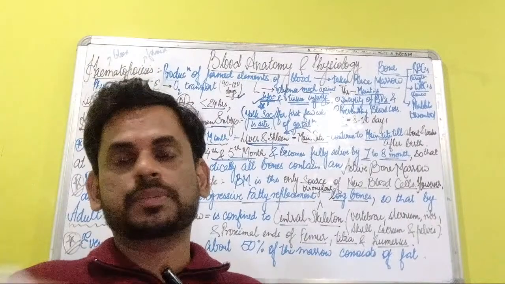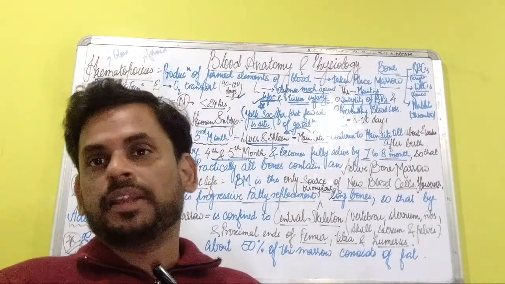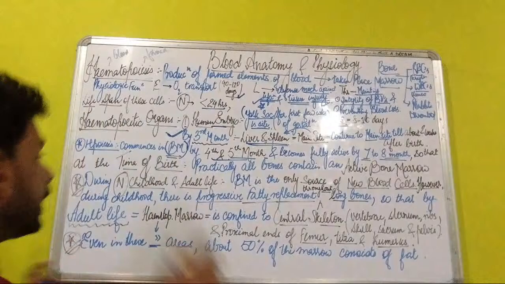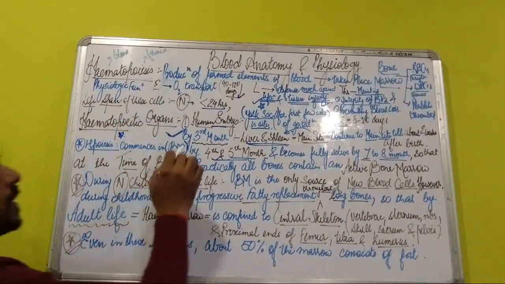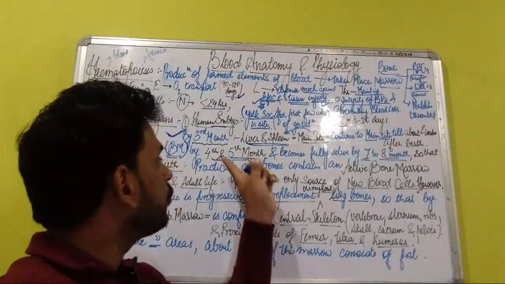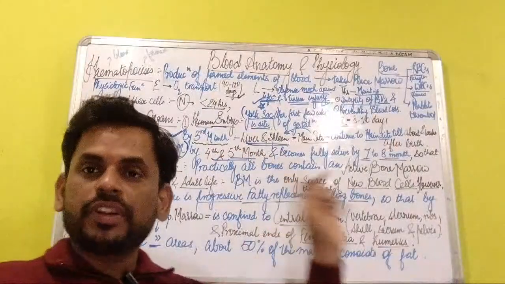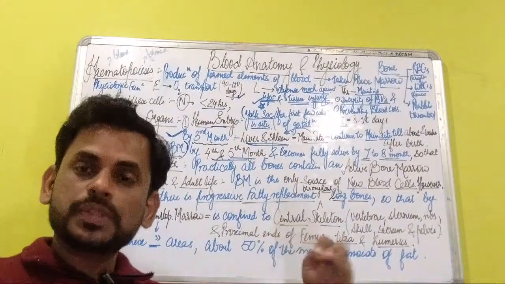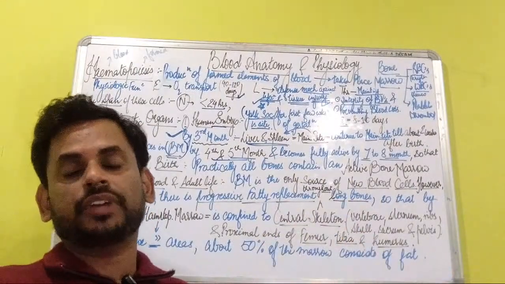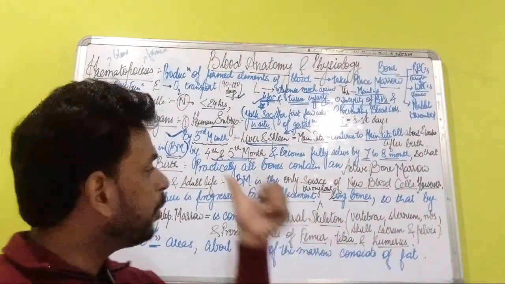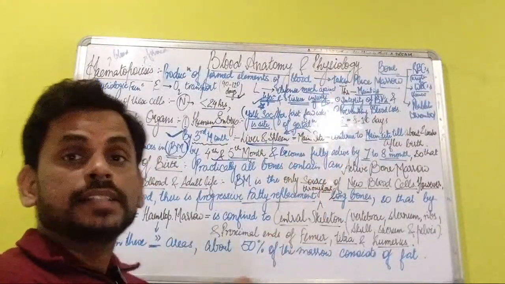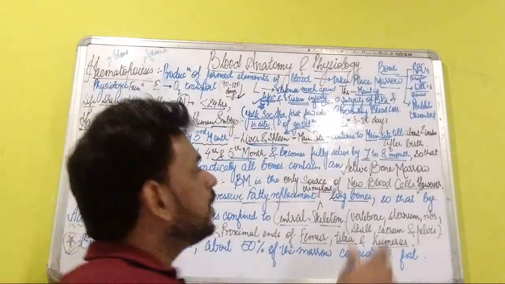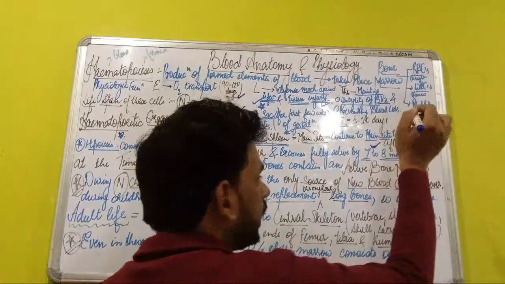In the adults, it is responsible for hematopoiesis. But in the embryonic life, what do we see? Hematopoiesis commences in the bone marrow by the fourth and fifth month of intrauterine life. The bone marrow will start producing the blood, and this becomes fully active by the seventh to eighth month.